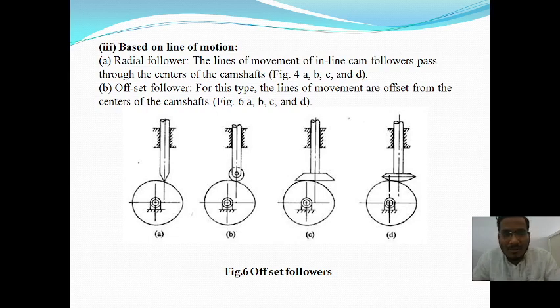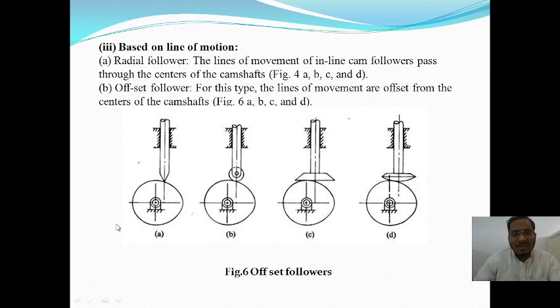Okay, so here we are seeing the line of motion. Two lines of motion are there. Remember, whenever you are attempting a problem, it will definitely give you a line of motion in the form of a radial follower or offset follower. Okay, what is a radial follower? A radial follower is nothing but the axis of cam and axis of follower being at the same point. Offset means the axis of follower and the axis of cam will not be at the same point.